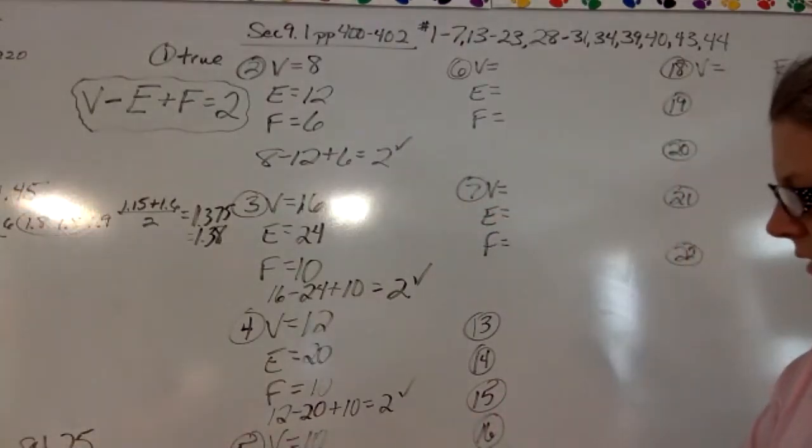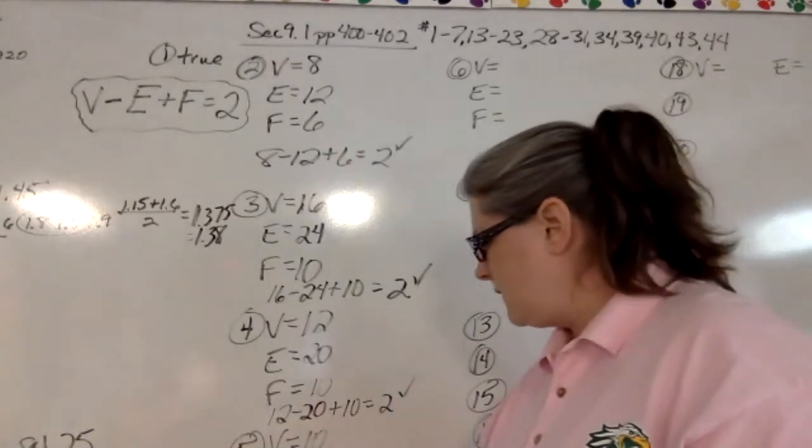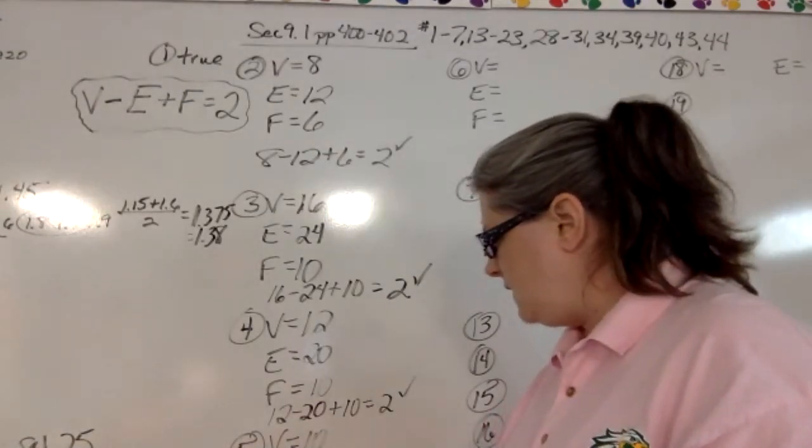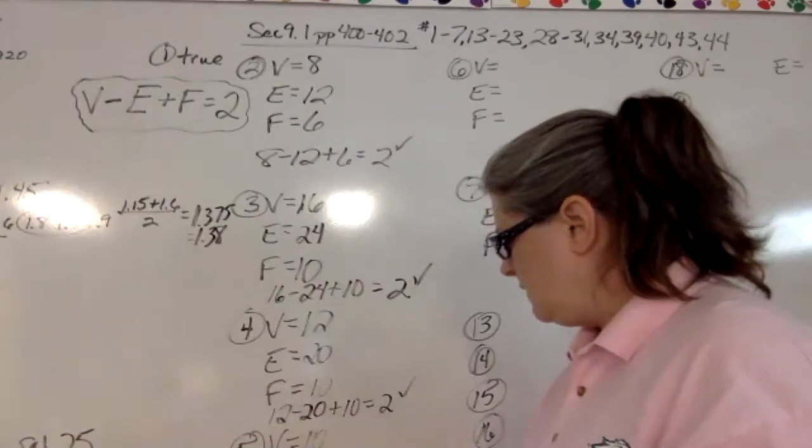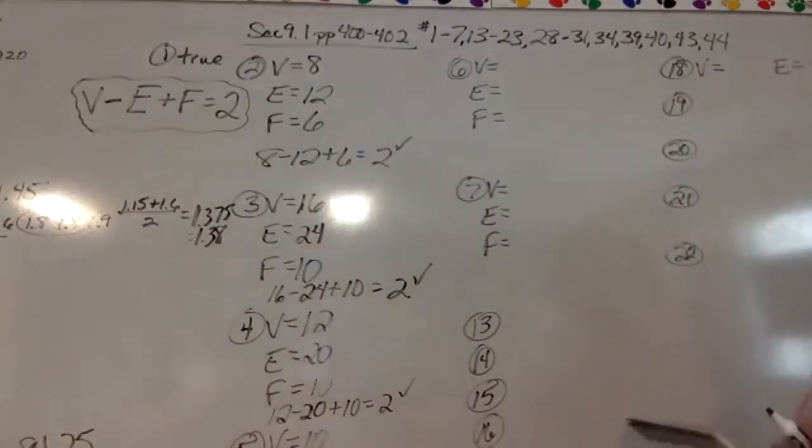Okay. So now we do 10 minus 18 plus 10. That's equal to 2. So we're good.